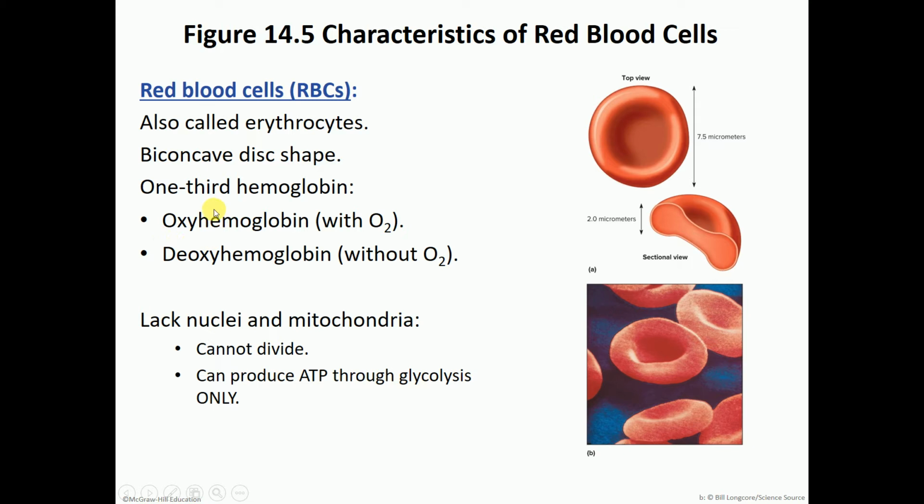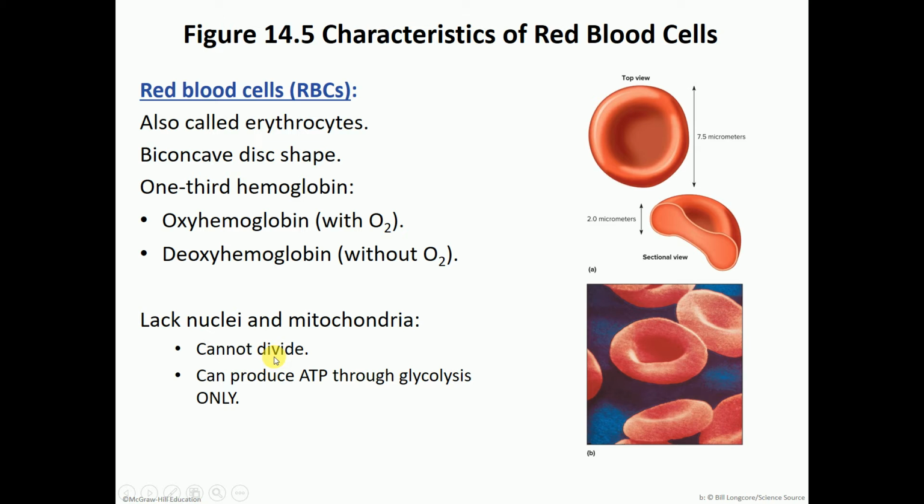If it has oxygen attached to it, it is called oxyhemoglobin. When there is no oxygen attached, it is known as deoxyhemoglobin. Red blood cells do not have a nucleus, and they don't have mitochondria either. And because of that, the red blood cell cannot divide.